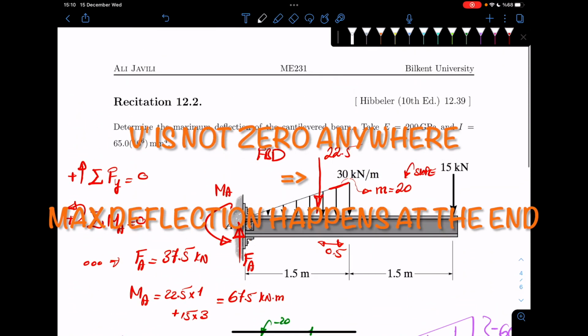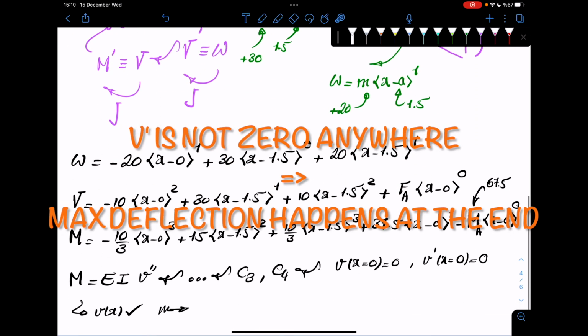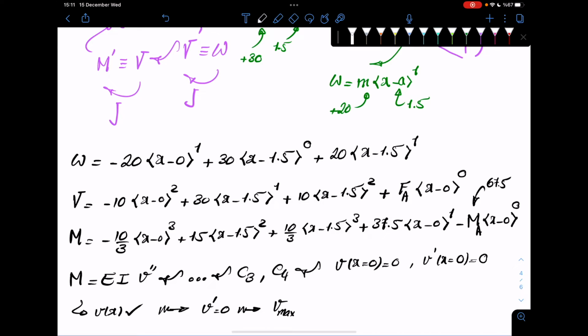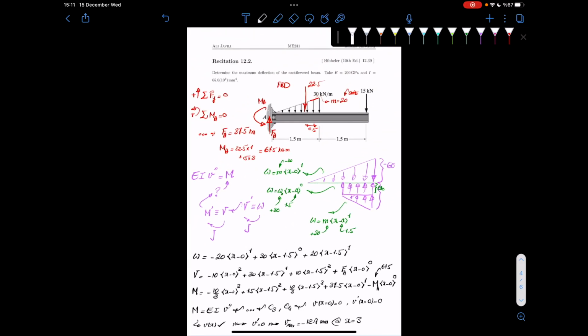The question asks you here to determine the maximum deflection. So once you have V, you can set V prime to 0 and find out what is Vmax and where it is happening. So Vmax is basically minus 12.9 millimeters. It's minus because it's downwards, and it's happening at x equals 3. Okay? So this is the way to solve this problem.